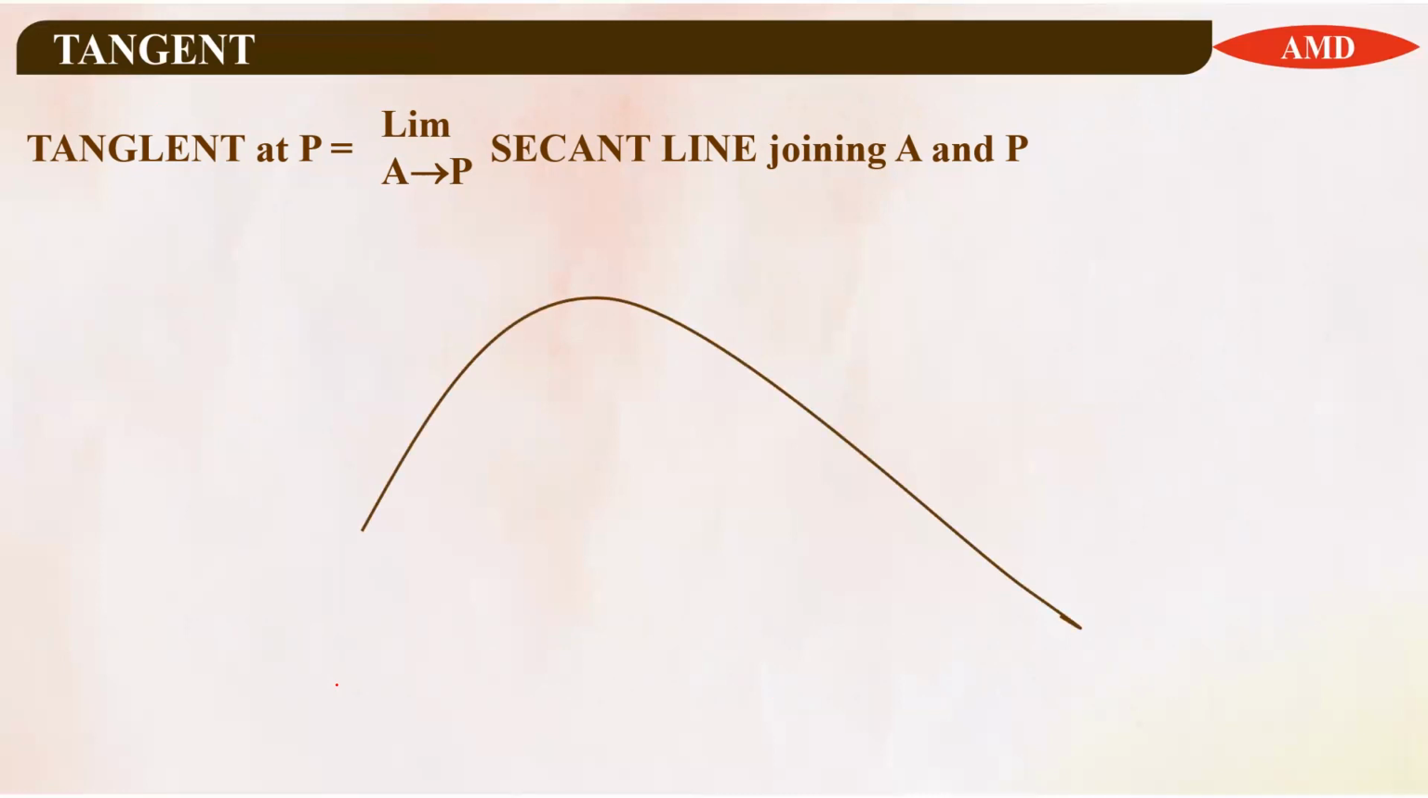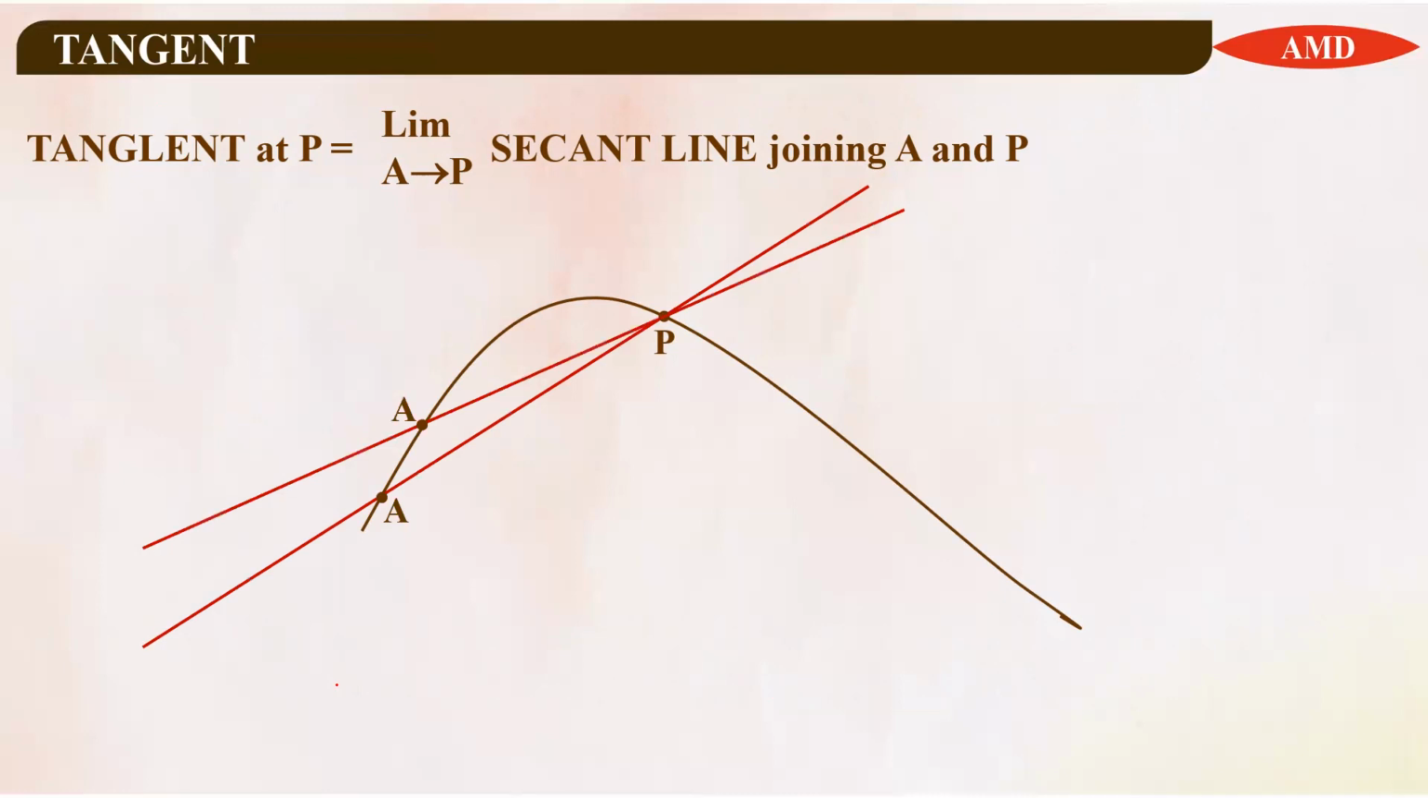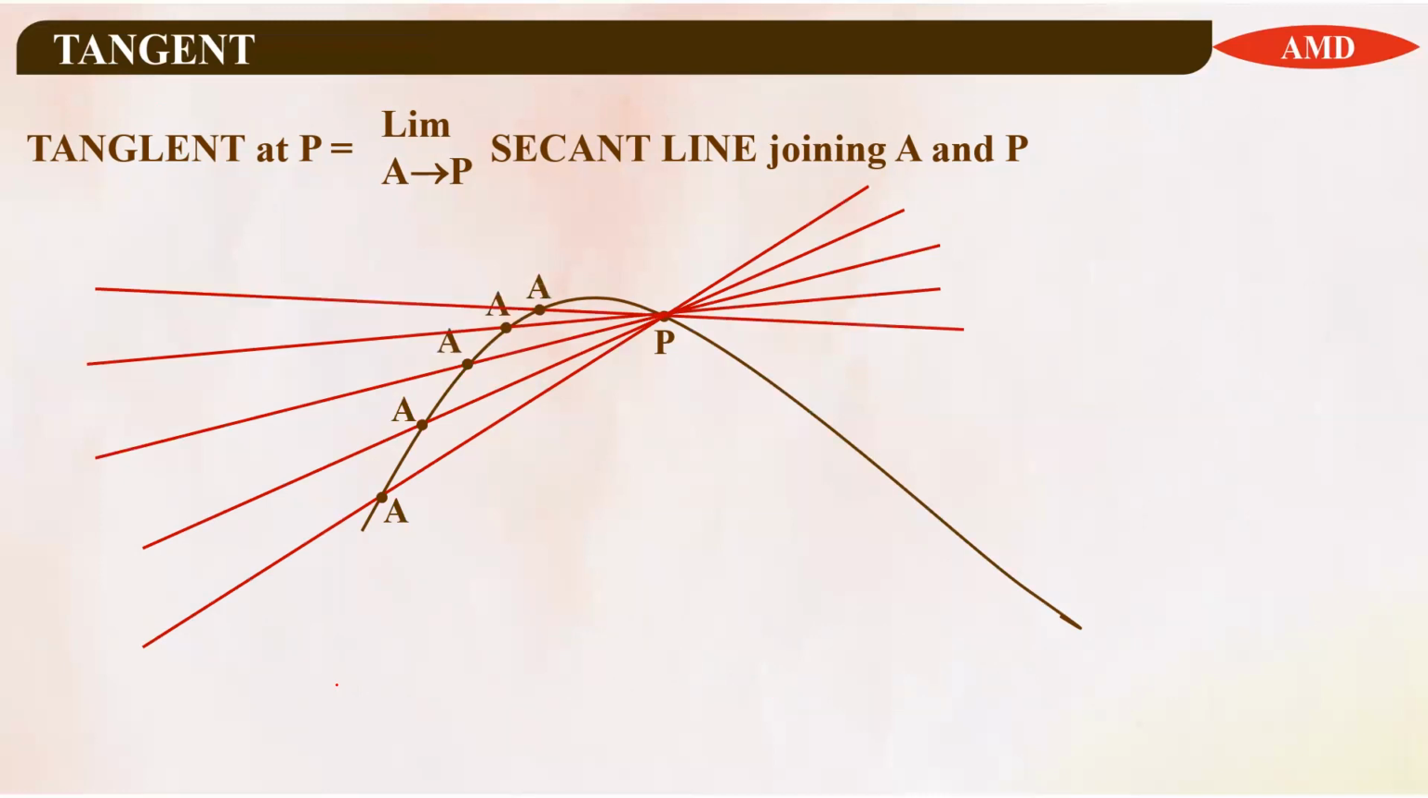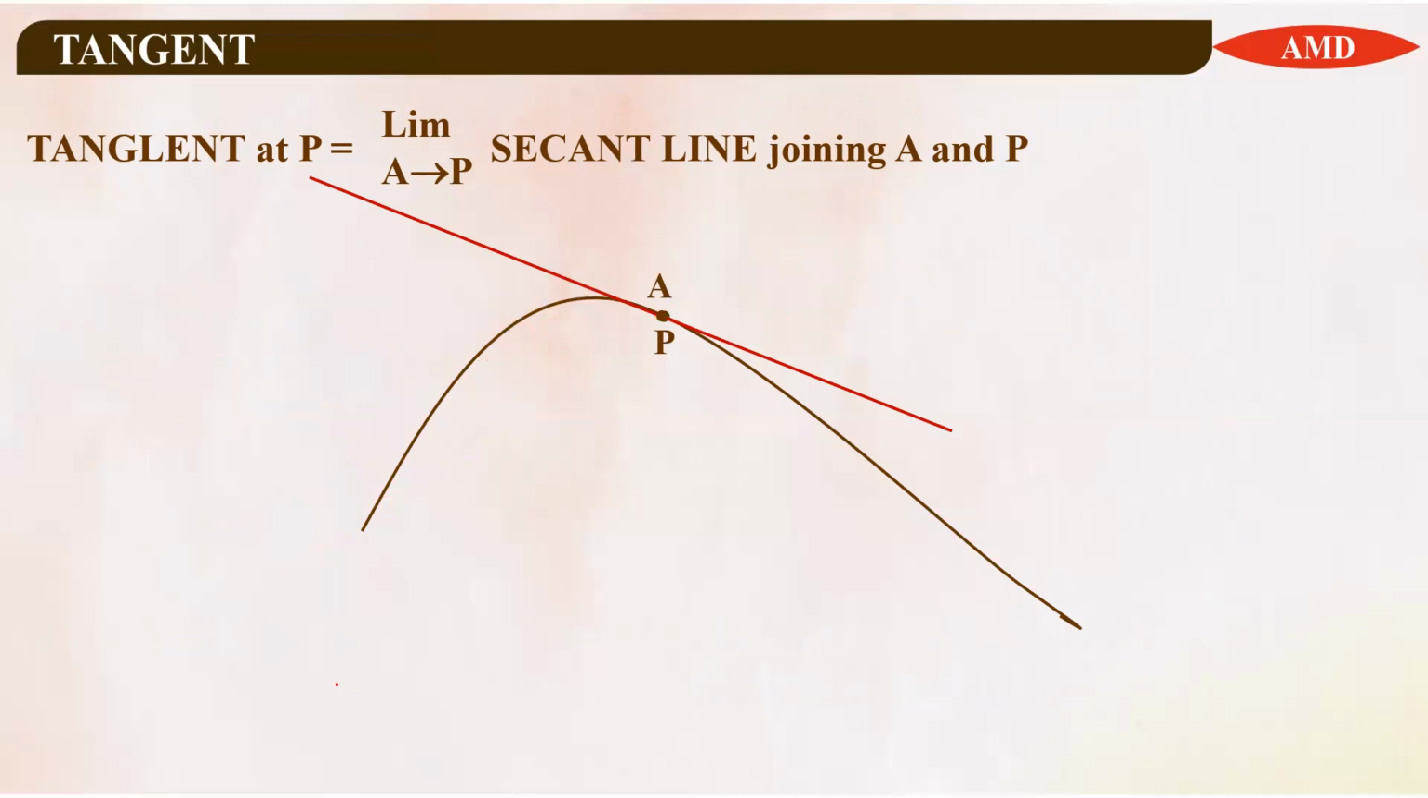Here I consider a curve, and here is a secant line. The definition says as A is approaching closer and closer to P, the secant line tends to be a tangent. Let me check that. I try to move the point A closer and closer to P, so I get different lines here. Finally, as A approaches very close to P, what we get is actually a tangent. In fact, you see here, this straight line approximates the curve in a small open interval containing the point P.